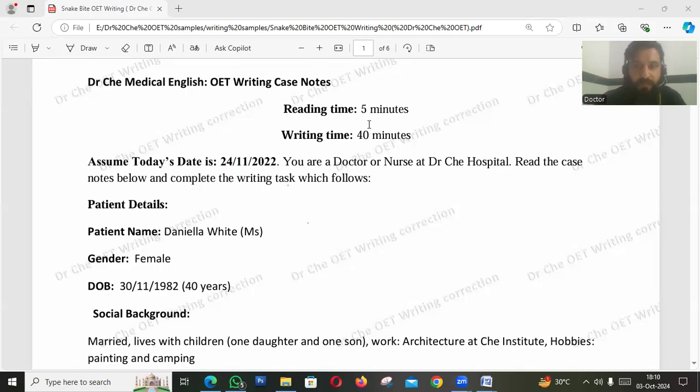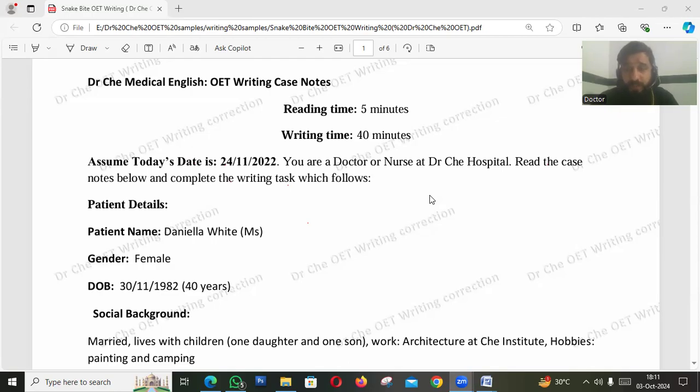What can you do in these 5 minutes reading time? We select the necessary points. Actually, in these five minutes, you will only be able to read your letter. You will not be able to write or underline or anything. You will not be able to have your pencil in your hand. You will just have your question, these case notes in front of you, and your answer sheet, but you will not be allowed to pick your pencil.